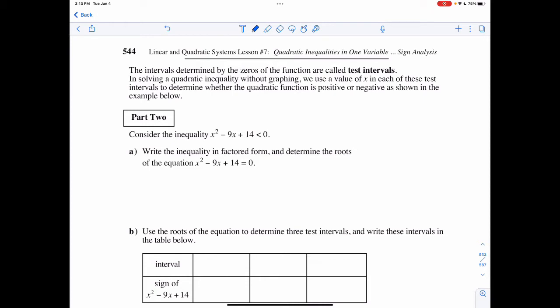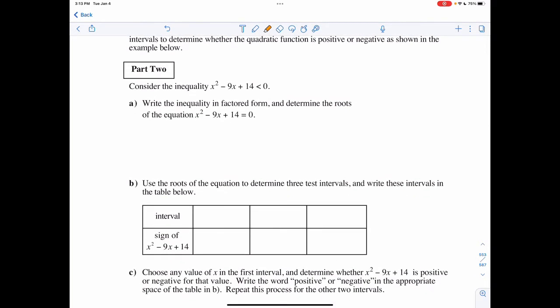The intervals determined by the zeros of a function are called the test intervals. In solving a quadratic inequality without graphing, we use a value of x in each of these test intervals to determine whether or not the quadratic function is positive or negative, as is shown below.